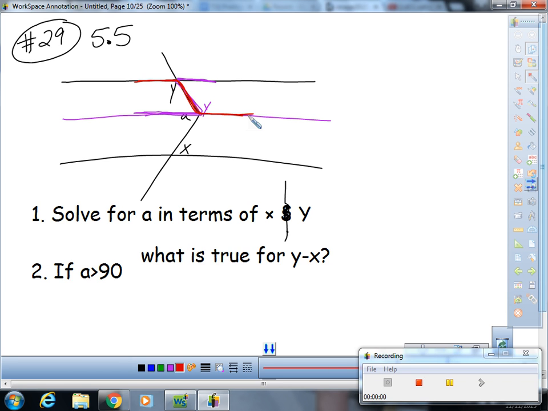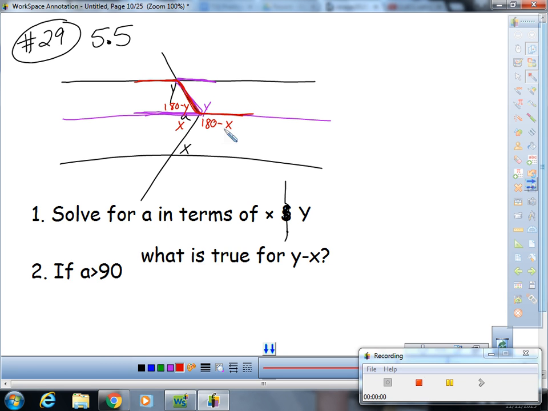Can you guys confirm that I have this labeled right? Do I have it labeled right? Okay, so what does that make this part down here? X. And what does that make this part right up here? 180 minus y, and I don't know if we'll need it, but that makes that 180 minus x. So far, so good? Okay, so solve for A in terms of x and y.